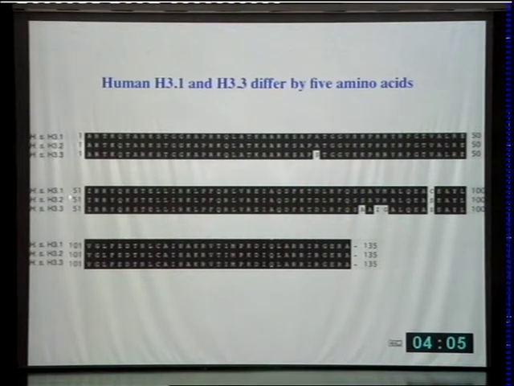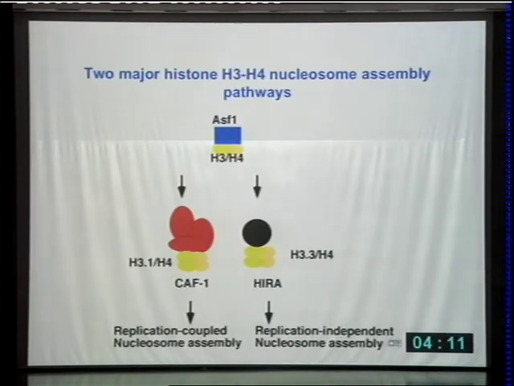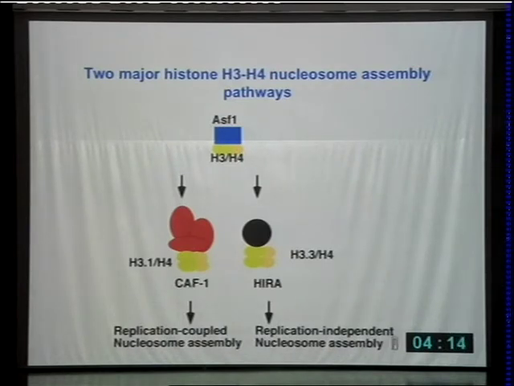H3.1 and H3.3 differ by only 5 amino acids. However, H3.1 and H3.3 are assembled into nucleosomes by different nucleosome assembly pathways. H3.1 is assembled by CAF1 in a replication-coupled nucleosome assembly, and H3.3 is assembled by HIRA and DAXX, which was introduced yesterday by Dinshaw, in a replication-independent nucleosome assembly. Previous mutational studies from Steve Henikoff's lab indicate that H3.1- and H3.3-specific residues are very important to specify how H3.1 and H3.3 are assembled.